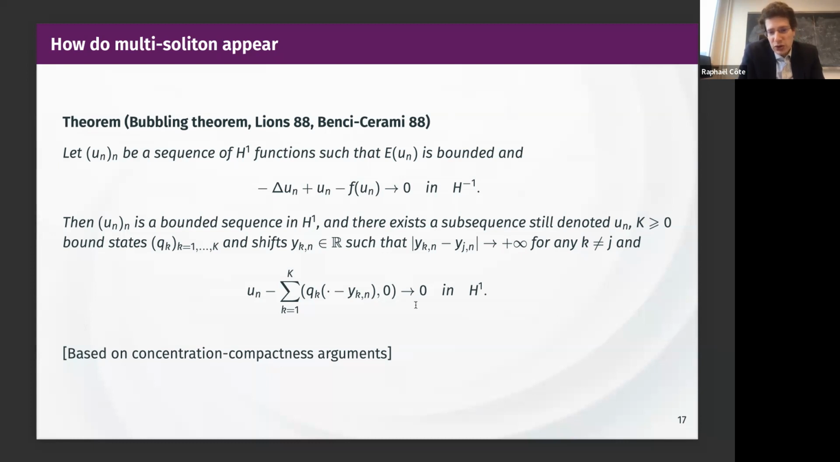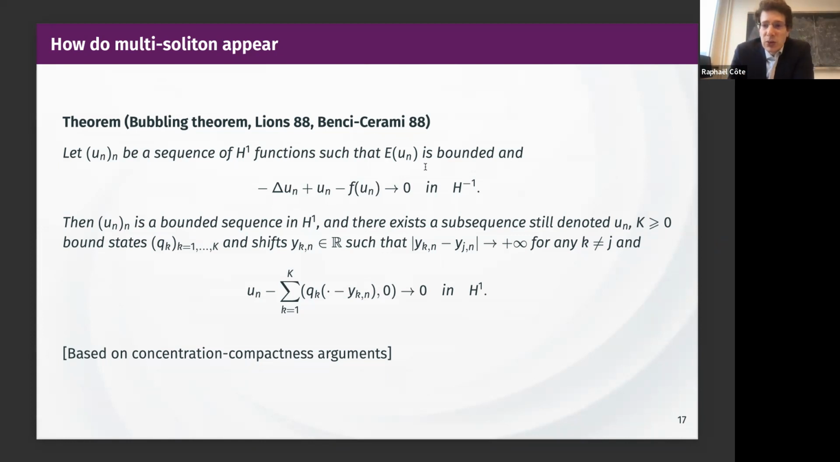This kind of result was much improved in the energy critical case and led to the profile decomposition of Gérard, the Bahouri-Gérard profile decomposition, and the Merle-Vega profile decomposition. But in the subcritical case, it's actually much easier than in these papers, and you have really the most you can expect. Because if you have a solution of this kind, plus an error term in H1, then of course it satisfies this.